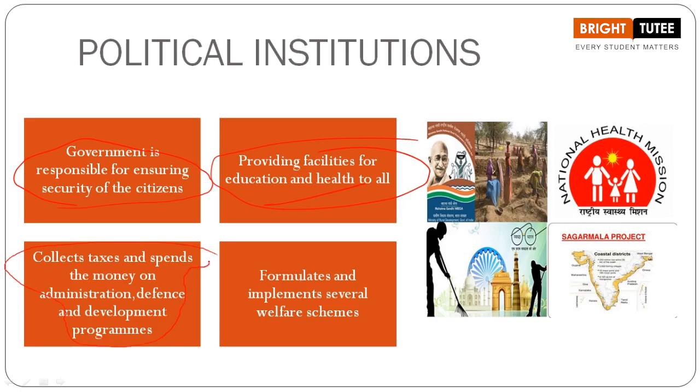So this is how the government is getting the money to spend on certain activities, right? And it is again for the welfare of the common people. Apart from that, it formulates and implements several welfare schemes.